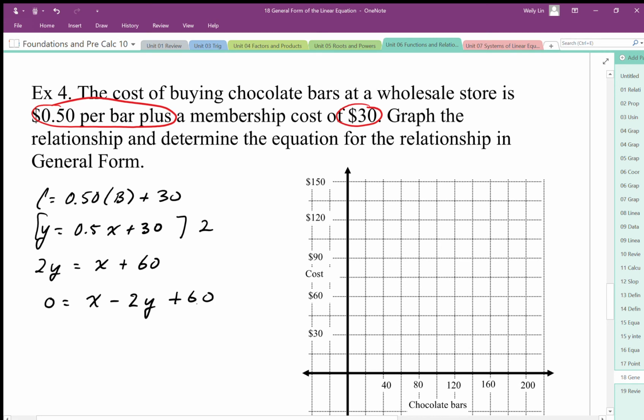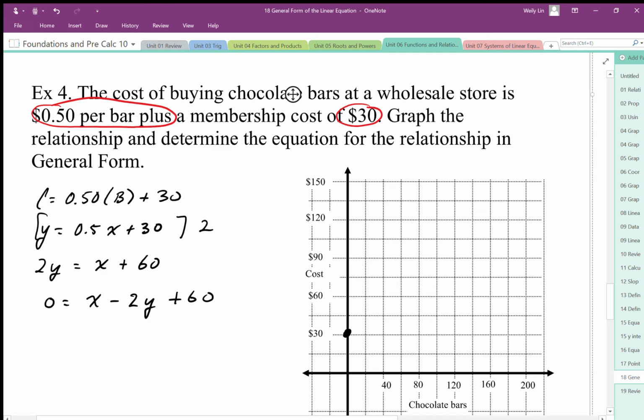But we can graph this. We have a y-intercept of $30. If I want to find my x-intercept, I can see that it's negative 60 chocolate bars, but we're just going to graph this using our slope. So for every 40 bars, we're going to get charged $20. So that's going to be $45, $50 is probably right about here.